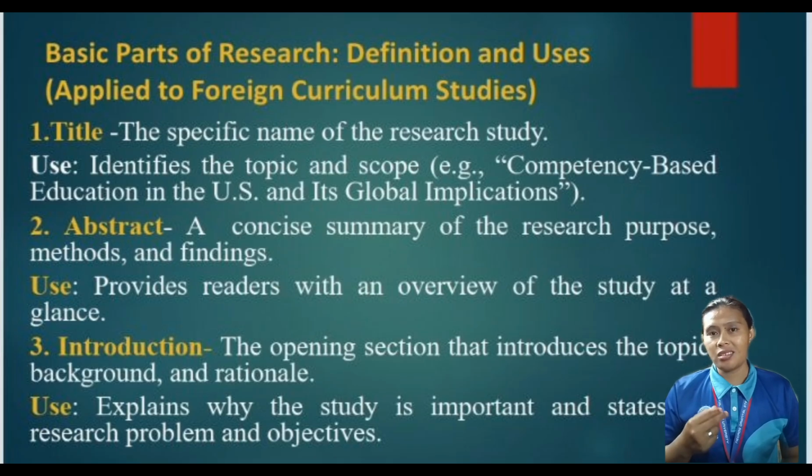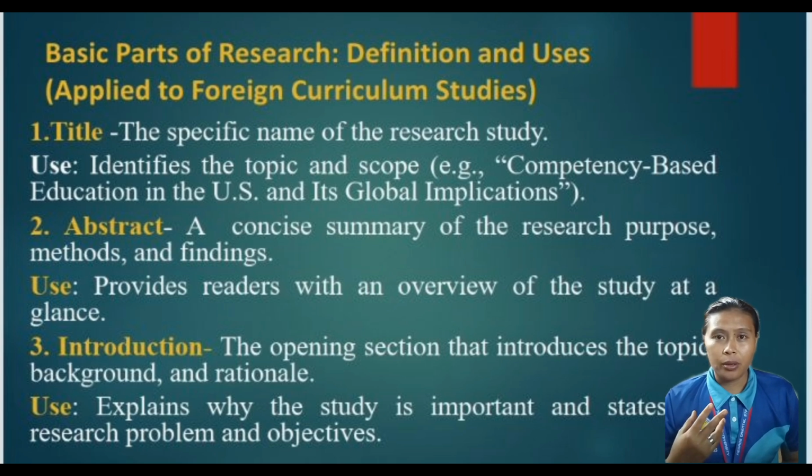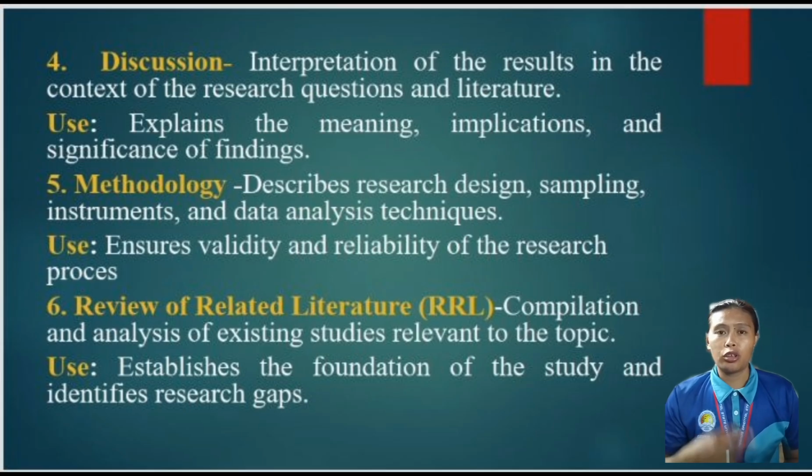The title simply means the first element readers see and serves as the face of the research. It should be concise, clear, and informative, reflecting the main variables or focus of the study. The abstract is the brief summary of the entire research, typically 150 to 250 words. It usually includes the research problem, objectives, methodology, major findings, and conclusion. Then, the introduction, it sets the stage for the research by presenting the background, context, and reasons for conducting the study. Then, in the discussion, it interprets the results, explaining what they mean in relation to the research questions and previous studies.